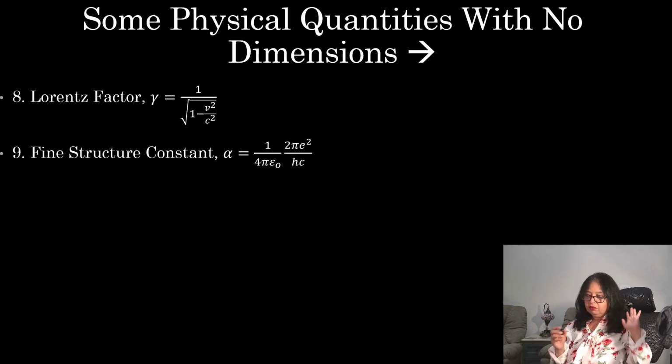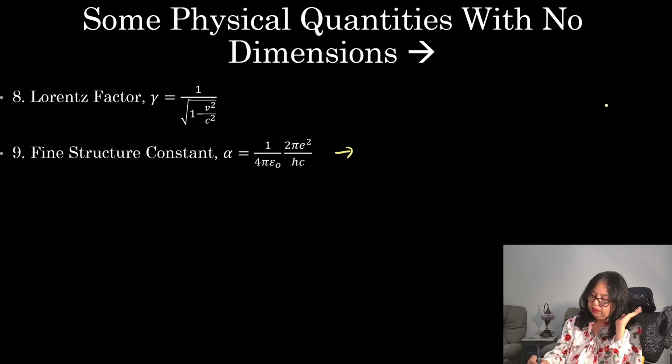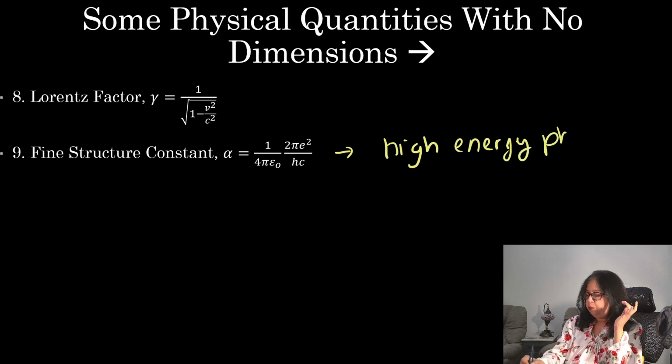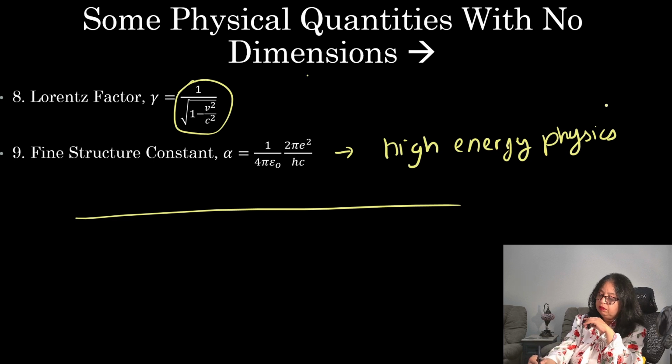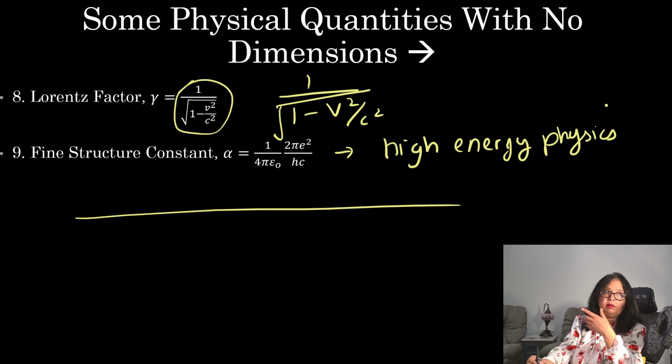And the last is, this is my favorite subject in physics, the fine structure constant. It is used in high energy physics or particle physics. Okay. So these are some of the dimensionless constants, sorry, not constants, dimensionless physical quantities. Some of these are formulae actually, but when you combine those quantities together, like here in Lorentz factor, it's 1 divided by 1 minus v squared over c squared, where v is the velocity of whatever the object is, and c is the speed of the light.